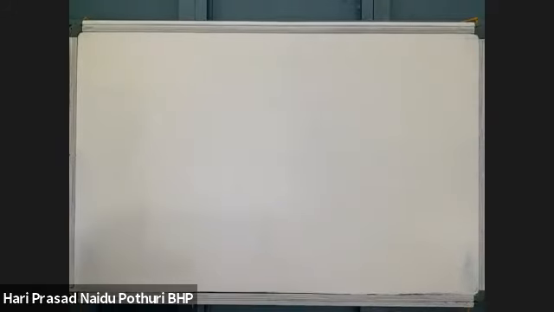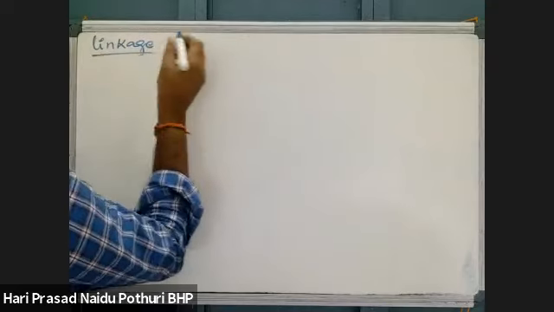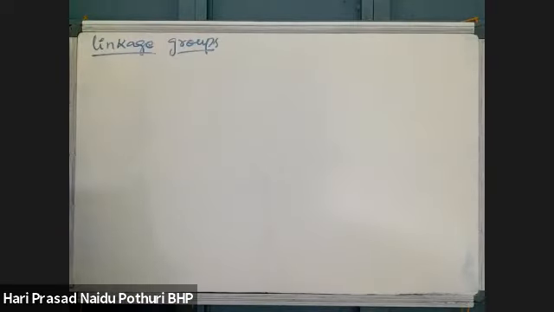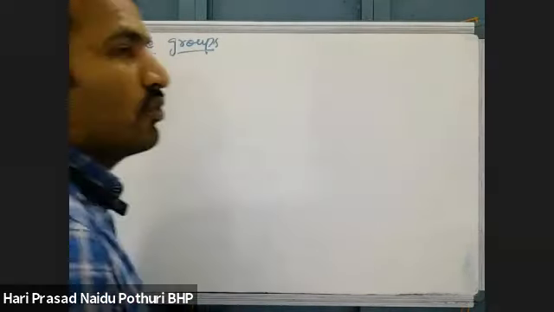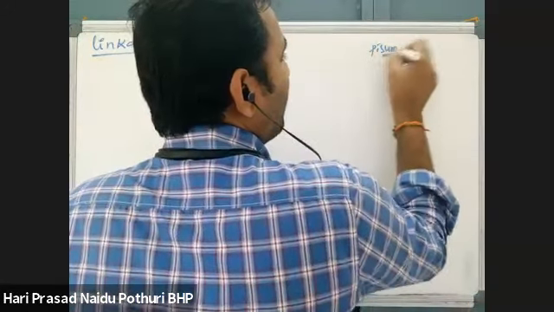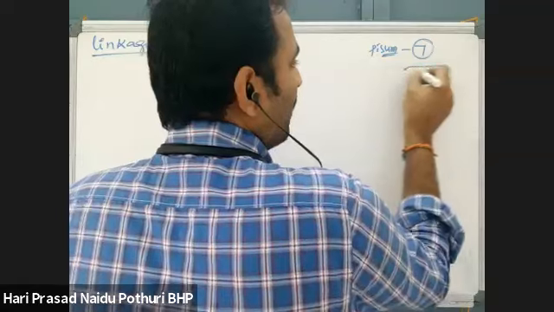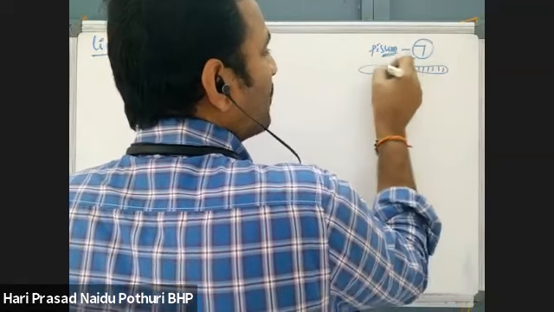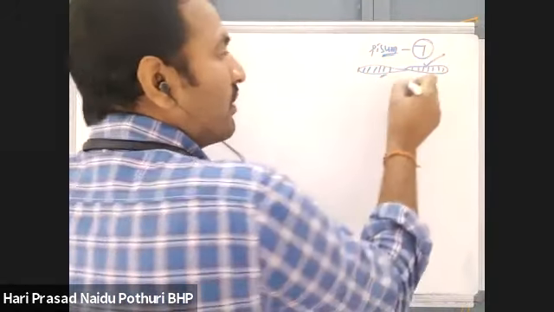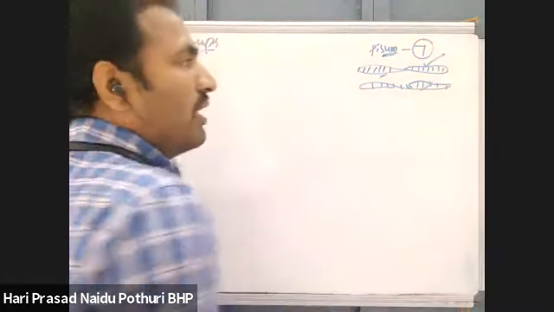Now, based on this, linkage has a particular number of groups. Based on the number of chromosomes, there may be linkage groups. What does a linkage group mean? Suppose Pisum sativum. How many chromosomes does Pisum sativum have? 7 chromosomes are there. As 7 chromosomes are there, all the genes on one chromosome will form one linkage group. The second chromosome has another group.